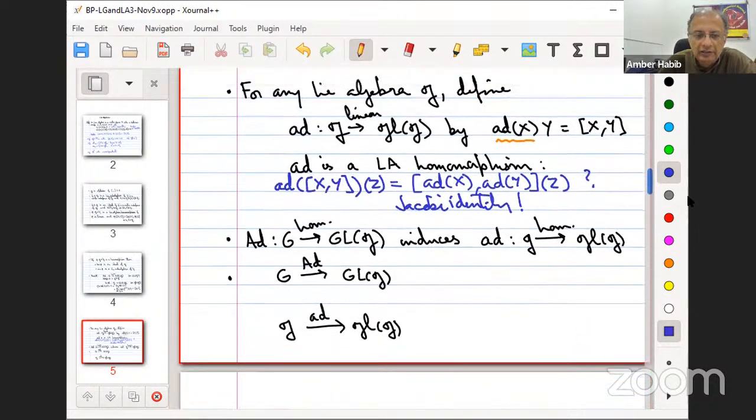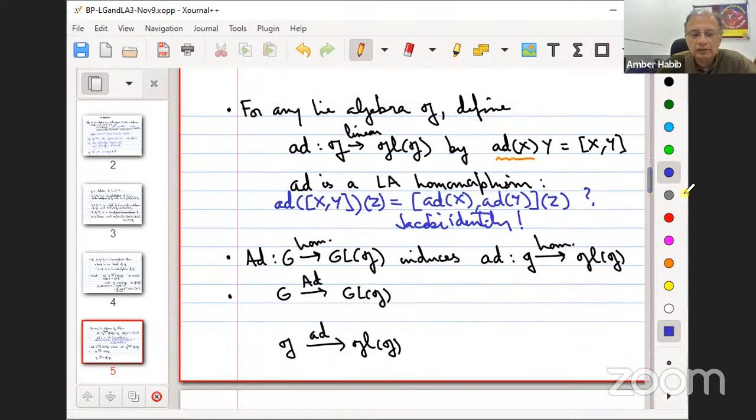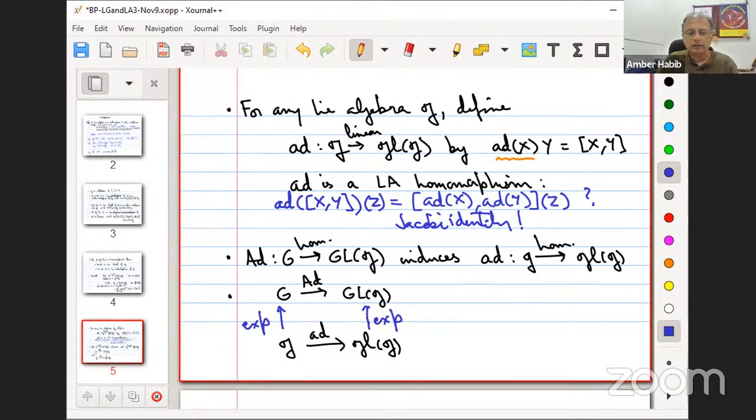So here we have just listed both things. You have capital Ad at the group level, you have little ad at the Lie algebra level. And then remember, I have maps going like this from the Lie algebras to the group. These are the exponential maps in each context. So the two rows are connected by these vertical exponential maps. And naturally, we would like the maps to be compatible with each other, and that turns out to be true. So what happens is this diagram commutes.